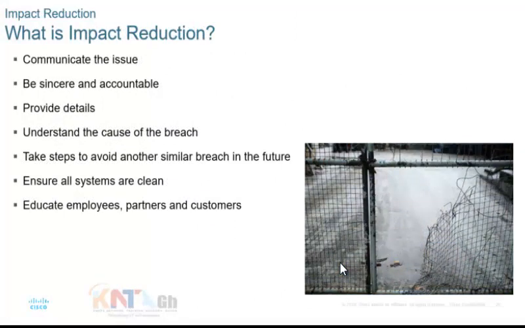What is impact reduction? It's how to communicate the issue. It's how to be sincere and accountable. It's how to provide details. How to understand the cause of the breach. And how to take steps to avoid another similar breach in the future. And also how to ensure all systems are clean. And then lastly, how to educate employees, partners, and customers.